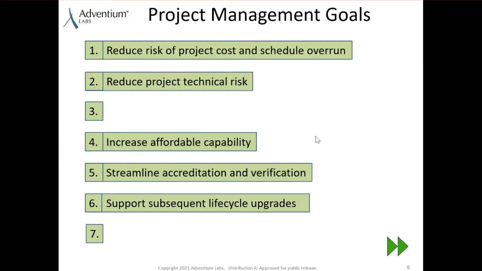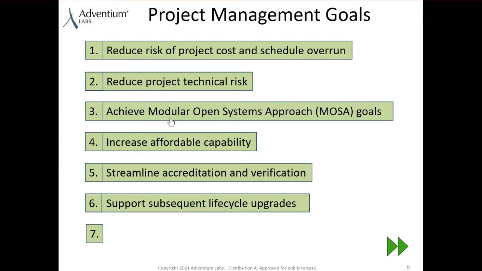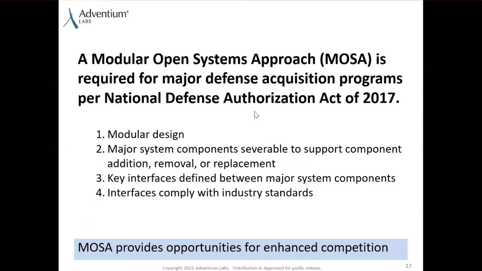I'm going to think back to our keynote address yesterday, where Mr. Mason talked all about MOSA. So let's show that ACVIP is a very good way to address MOSA. When MOSA is talking about modular design, having our models developed modularly and hierarchically fits that need very well. We have major system components that are severable, and we can support easy component replacement. You can do the trade studies. The ACVIP process really enforces key interfaces between these components.